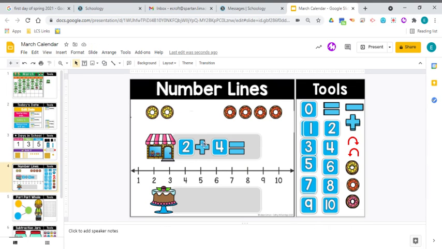So 2 plus 4. We start on the 2, and we're going to jump 4. Jump 1, jump 2, jump 3, jump 4. And we landed on the 6. So 2 plus 4 equals 6. 1, 2, 3, 4, 5, 6.